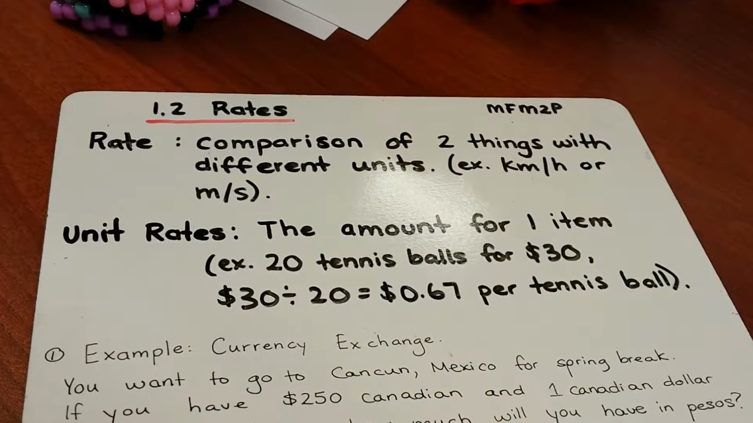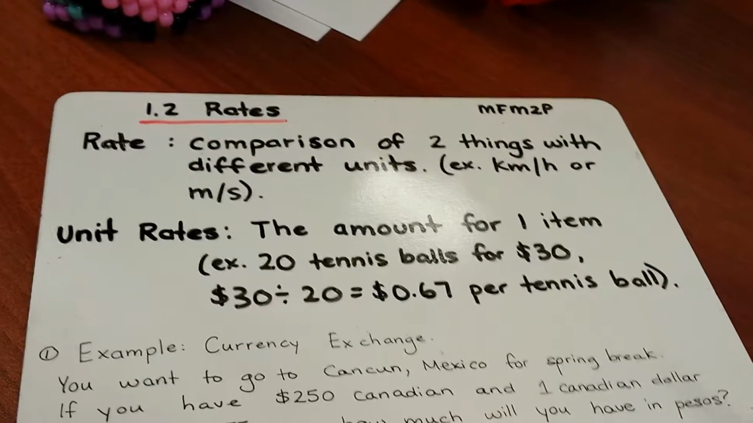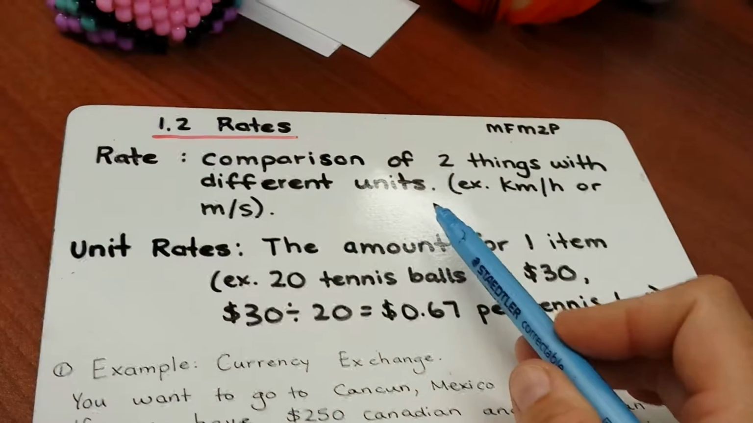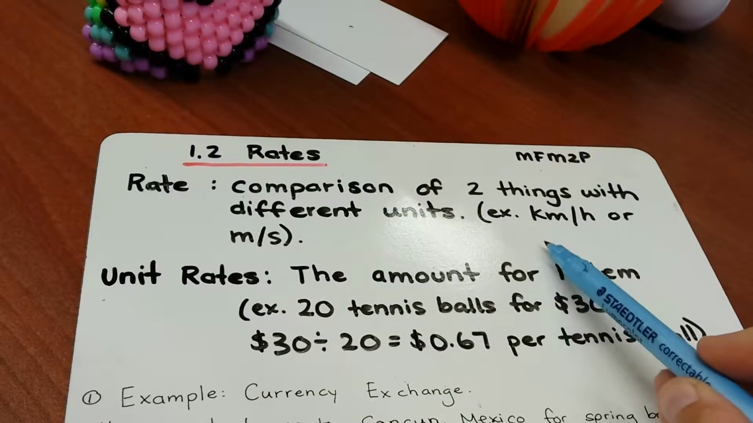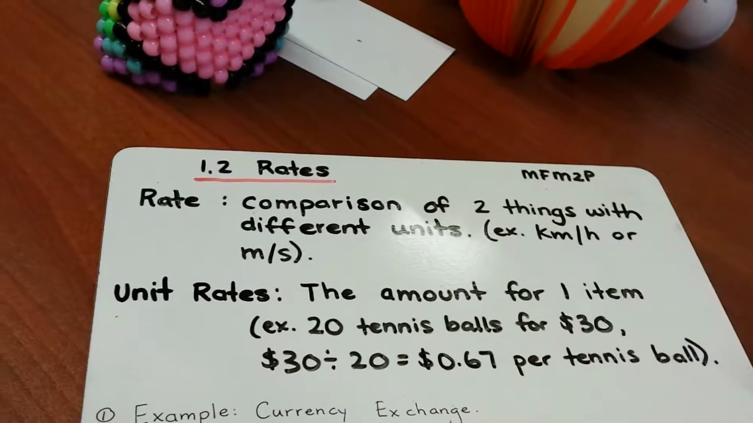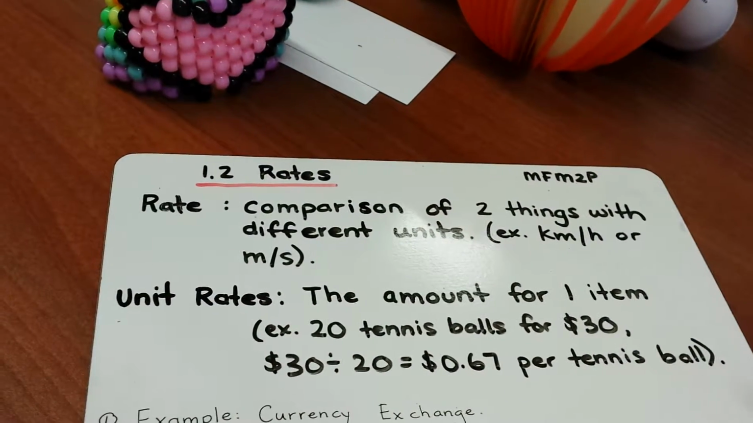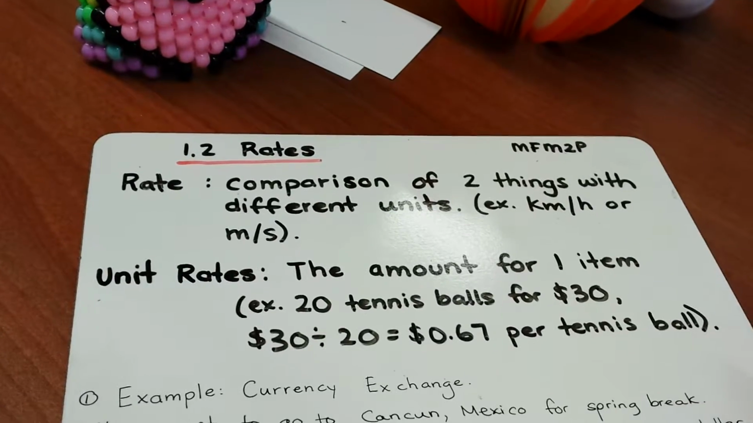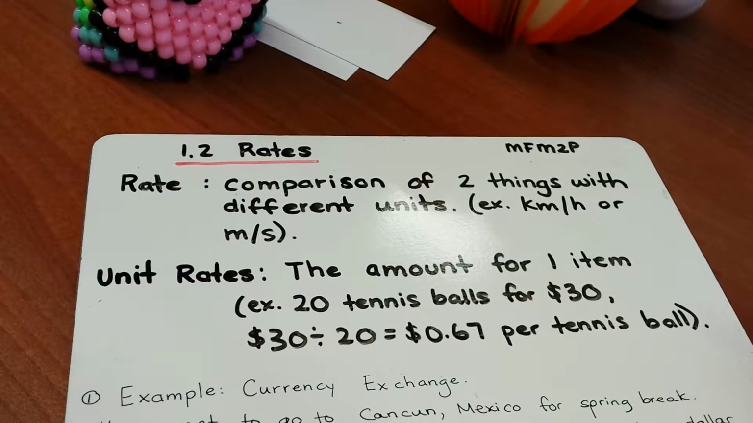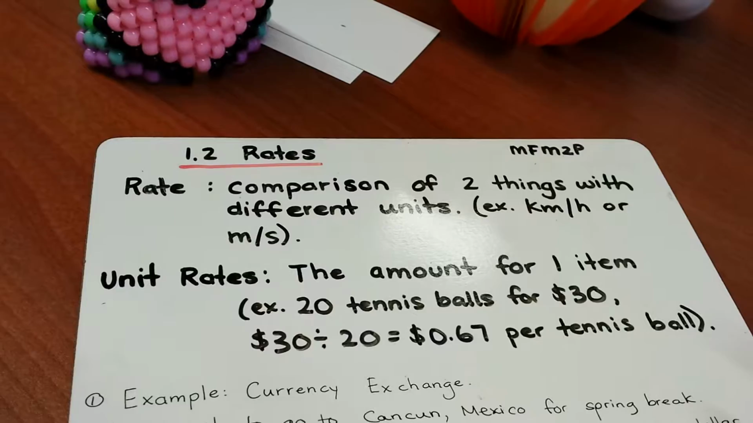So a rate is a comparison of two things with different units. Okay, so two things with different units can be kilometers per hour or meters per second. There's a ton of things that are rates, dollars per hour of pay. A rate is just comparing two quantities that have different units on them.